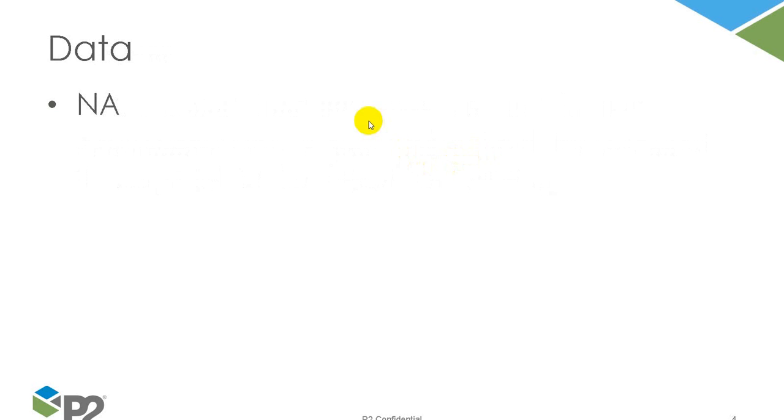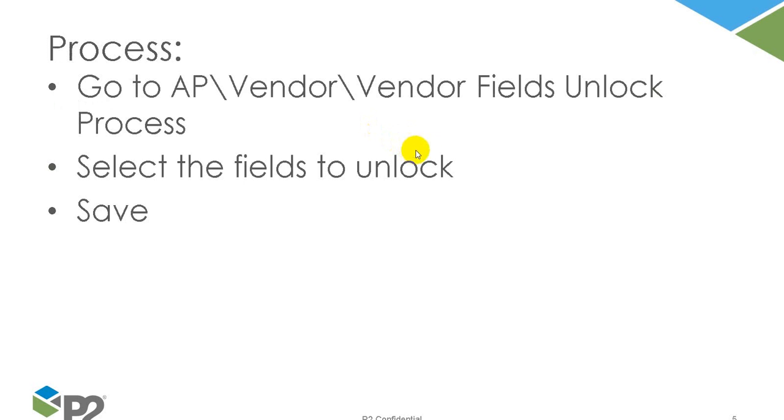Regarding the data involved, there is no particular data we need to know. All we have to know is what fields we want to unlock. The process is we have to go to the AP module, then to vendor, then to vendor fields unlock process, and then once there we select the fields to unlock, and when we save, that's all that is required. So let's look at the process in the idea screens.